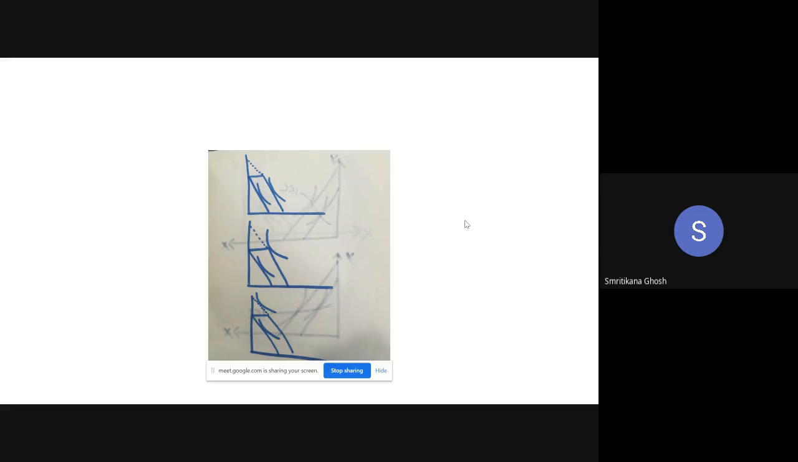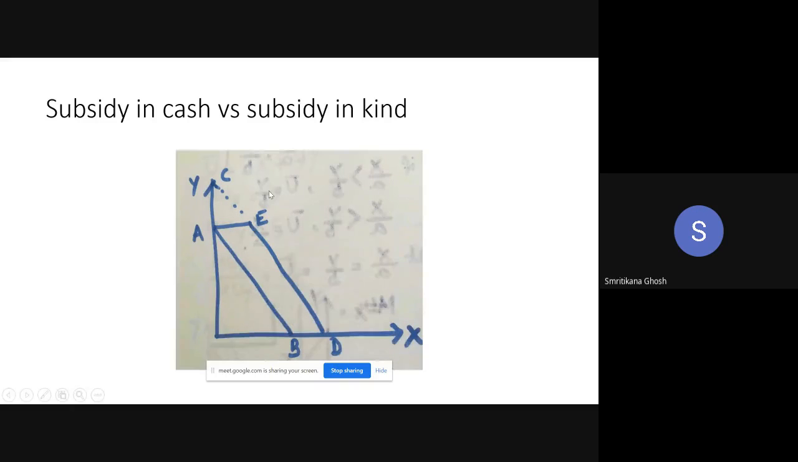Here, if you go through this, you can understand that CD is the budget line for subsidy in cash, and AED is the budget line for subsidy in kind, but the valuation should be the same. That is why one budget line is superimposed on the other. This is just for comparison, not compulsory, just to find out which one is preferred. The basic thing is that the valuation should be the same.